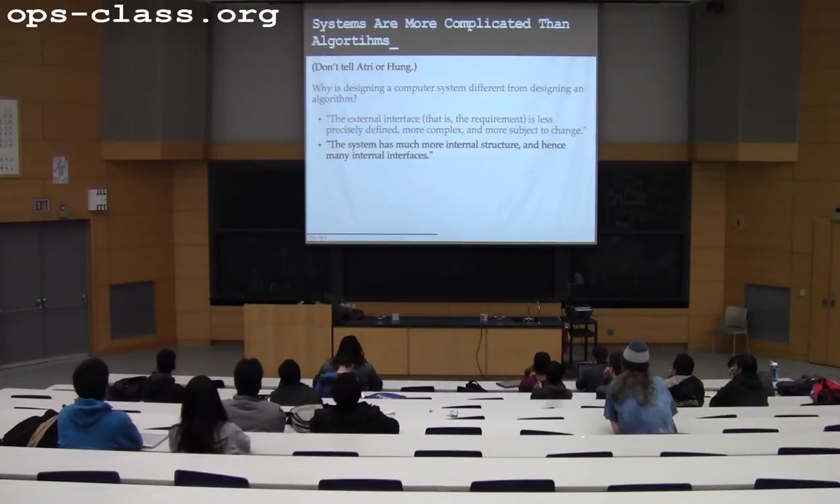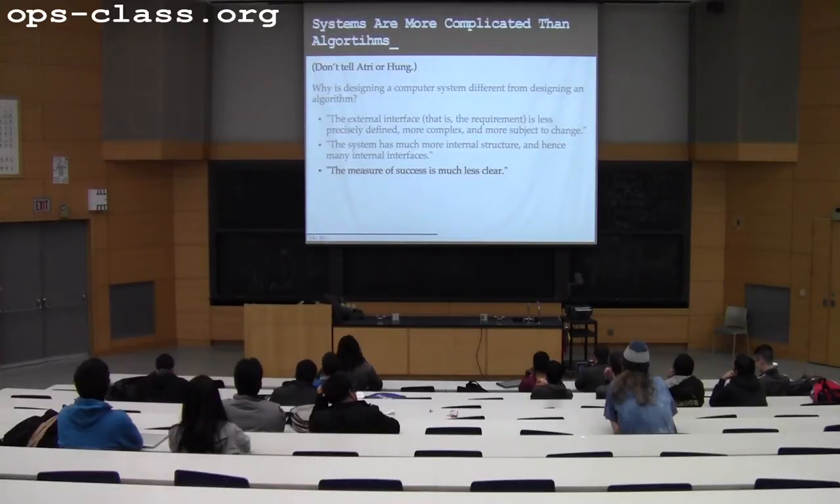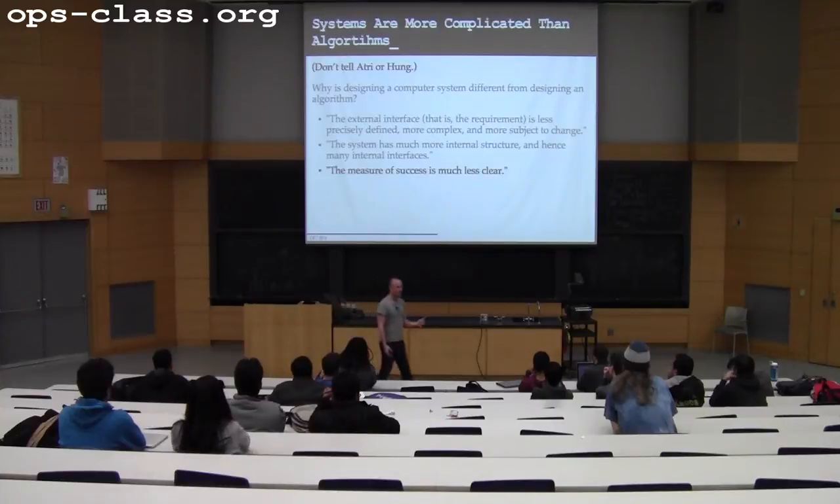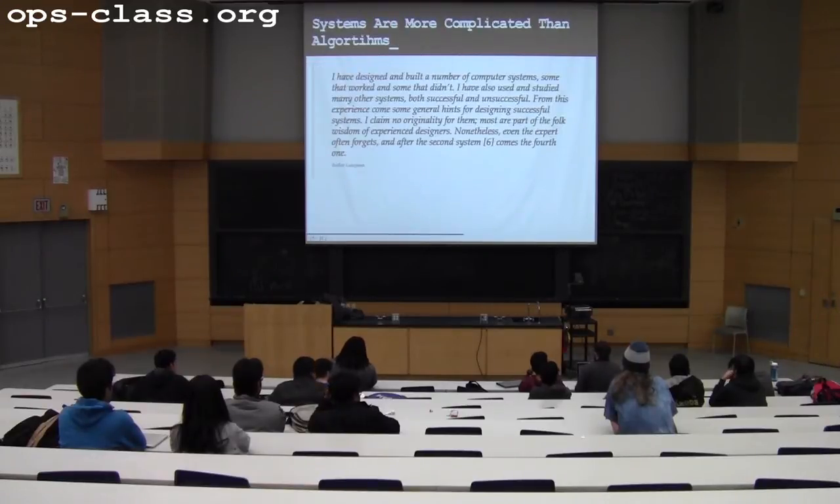The system has much more internal structure, so that's what Diana pointed out, a lot of internal interfaces that need to be designed that go into the challenge of designing the system. And the measure of success is much less clear. To some degree, that's connected with the first point. If I don't know exactly what the interface specification is, so for an algorithm, I would say the point of the algorithm is to sort some integers, and the way I evaluate the algorithm could be how much space it uses or how long it takes, things like this. It's very easy to specify the requirements, very easy to specify how to evaluate it. Computer systems do not have these nice properties.